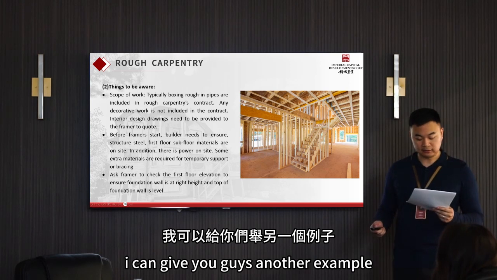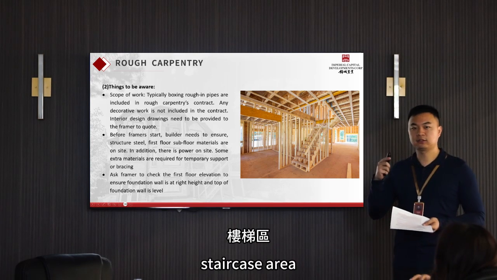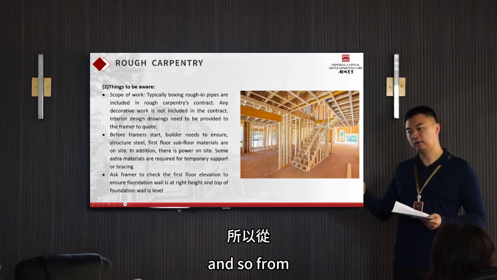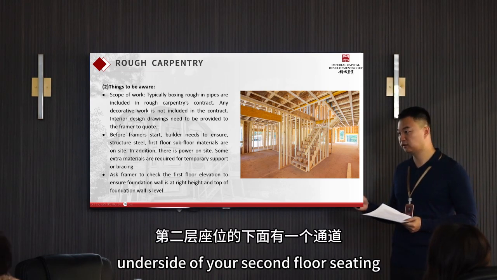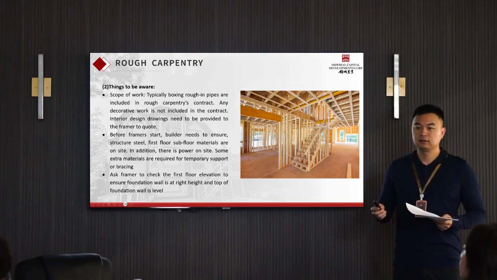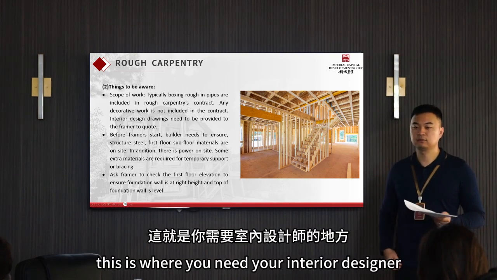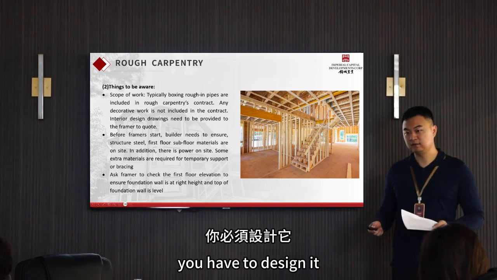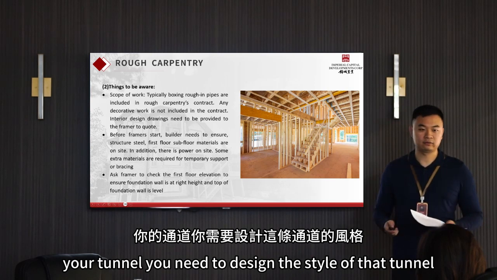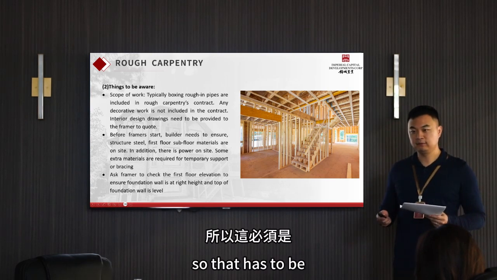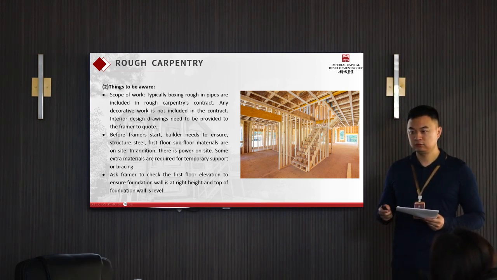I can give you guys another example. So normally, you have a big skylight above your staircase area. And so from the point, your skylight, to the underside of your second floor ceiling, there's a tunnel. So the tunnel can be round, it can be rectangular, it can be a square. This is where you need your interior designer. They have to design it. They need to design the shape of your tunnel, they need to design the style of the tunnel. So that information has to be given to the framer prior to the start.